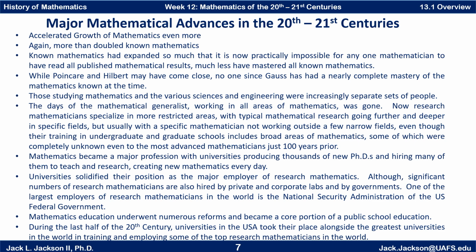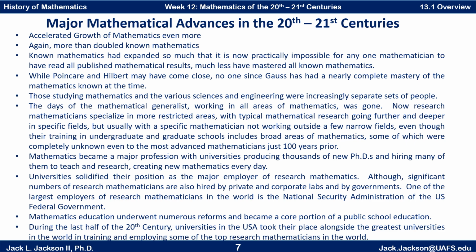Once we moved into the 20th century, from 1900 on to the present in the 21st century, we see an even further accelerated growth of mathematics. And again, we've more than doubled the known mathematics. The 20th century more than doubled the mathematics that was known. In other words, there's more mathematics from the 20th century than ever before, and it's even growing faster in the 21st century.